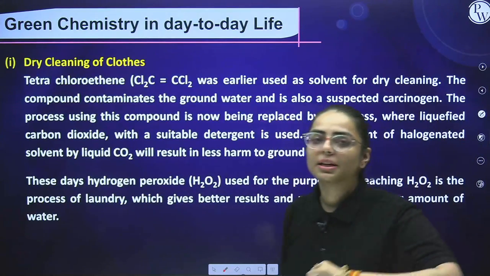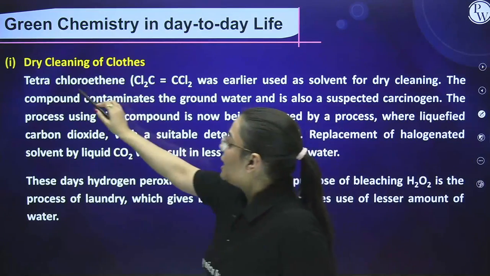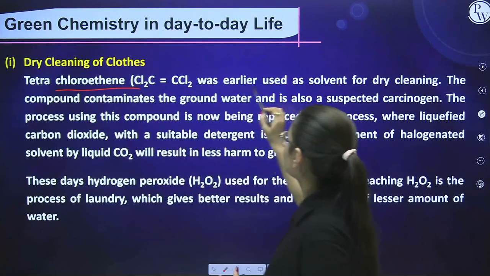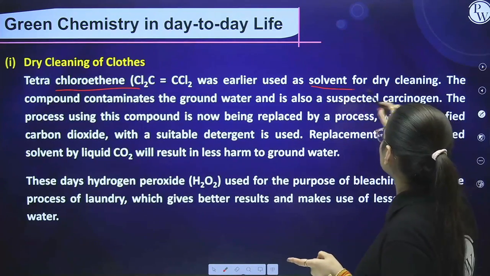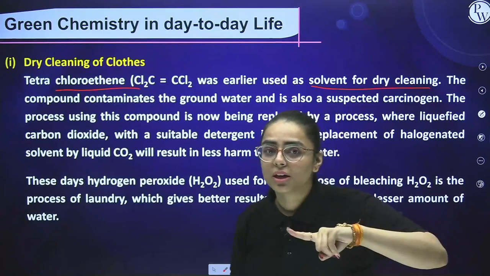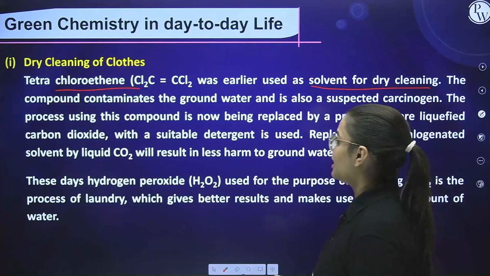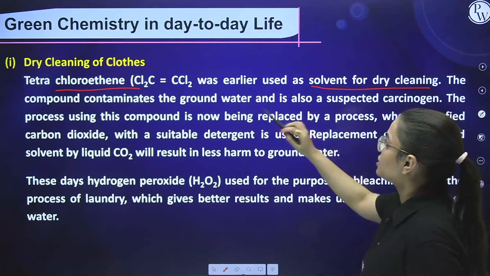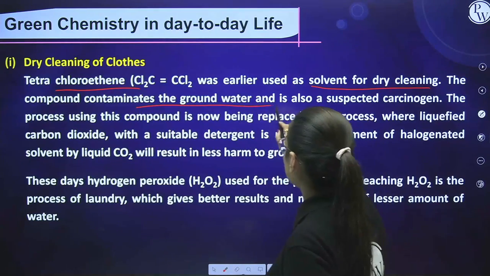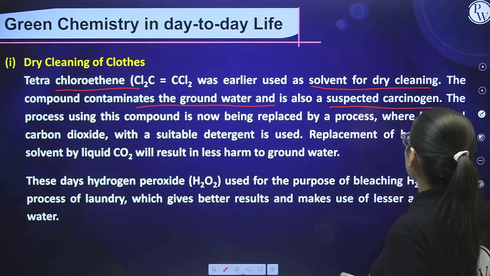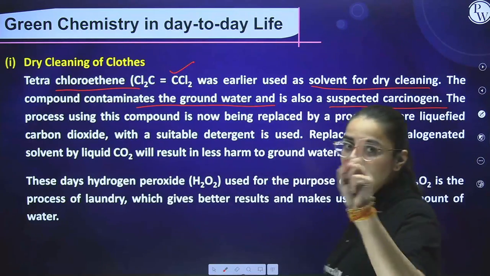Now, how can green chemistry be used in our day-to-day life? It is really important, you know. Tetrachloroethane was earlier used as a solvent for dry cleaning. The compound contaminates the groundwater and is also a suspected carcinogen. Now, if this is a carcinogen, it is replaced.